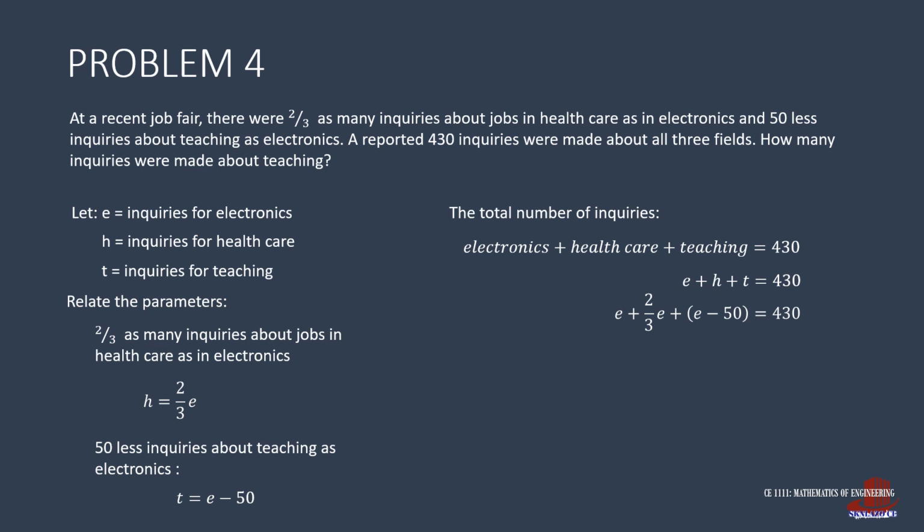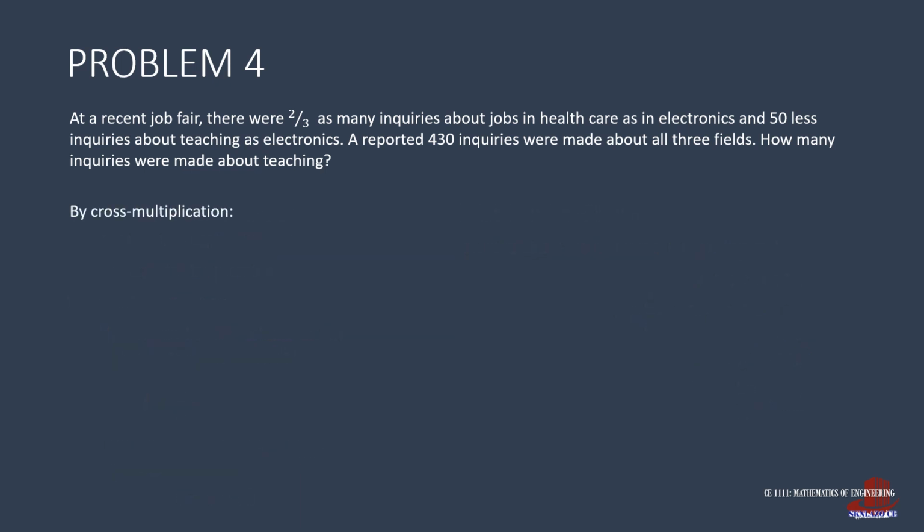Reduce the variables and use E plus 2/3 of E plus E minus 50 as equal to 430. Simplify terms and get 2 and 2/3 of E minus 50 as equal to 430. Transpose 50 to the other side and simplify terms with E to get 8E over 3 as equal to 480. Through cross multiplication, the equation becomes 8E as equal to 1440. Divide each term by 8 and get E as 180.